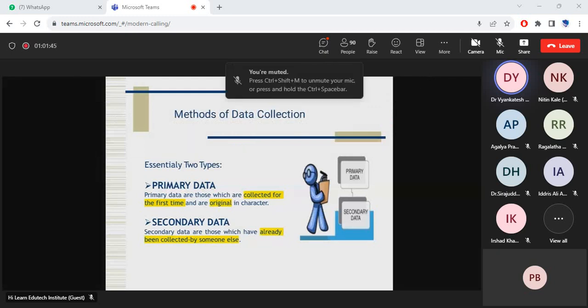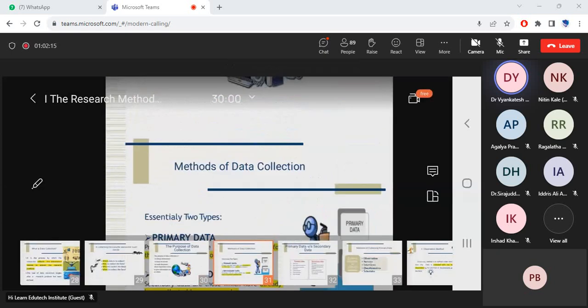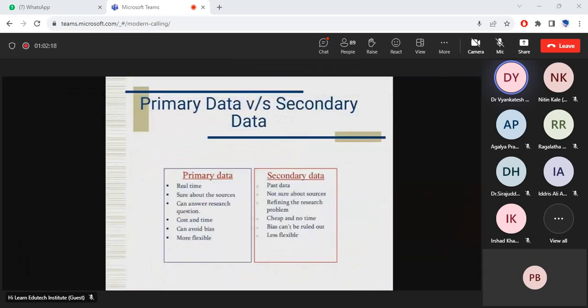Okay. Now primary versus secondary data as a comparison. Primary data is real time and secondary data is past time. We are sure about the sources the primary data was taken from, but not sure about the sources of secondary data. Can it answer our research questions? Definitely we can answer with primary data, because when you know your research, you can answer it. Then defining the research problem.